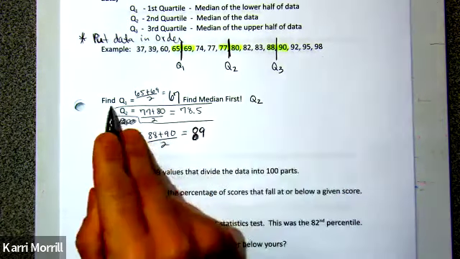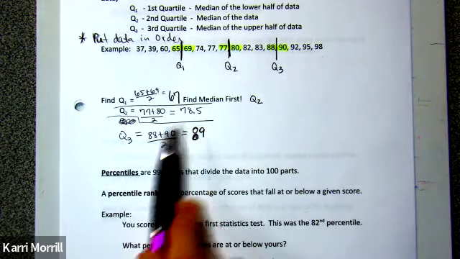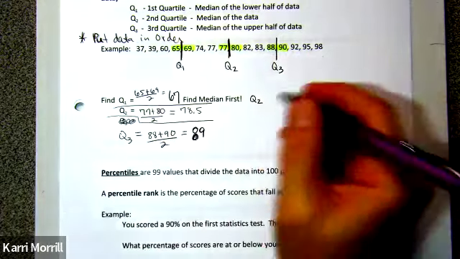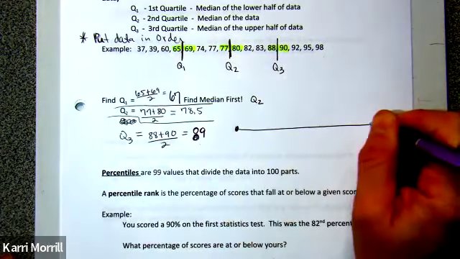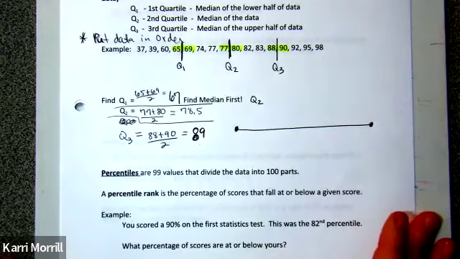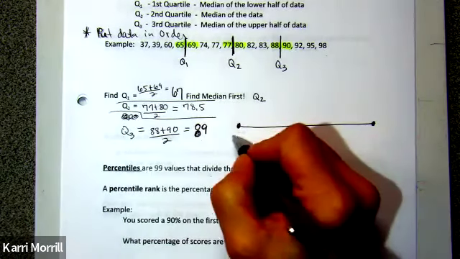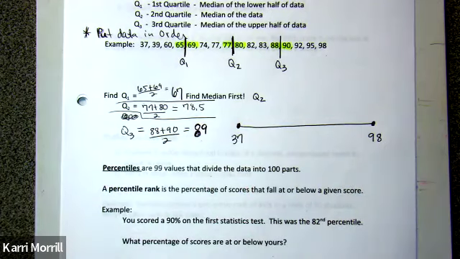So quartile 1 is 67, quartile 2 was 78.5, quartile 3 was 89. So we can do this to draw a box and whisker plot like I just said. To represent these numbers in a visual way, you're going to have a line, and we always represent the lowest and the highest number. So like 37 was the smallest number and 98 was the biggest number.